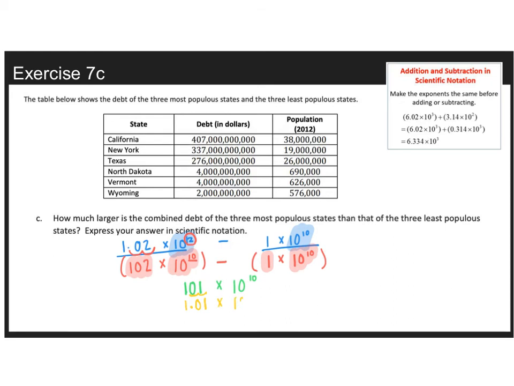So that means this has to get 2 spaces bigger. So this is 10 to the 12th. So this would be my final answer. The difference between these two numbers is 1.01 times 10 to the 12th. Alright, please make sure you have that down before we move on.